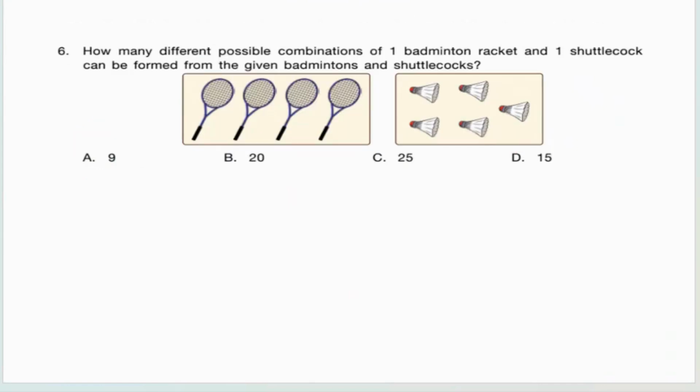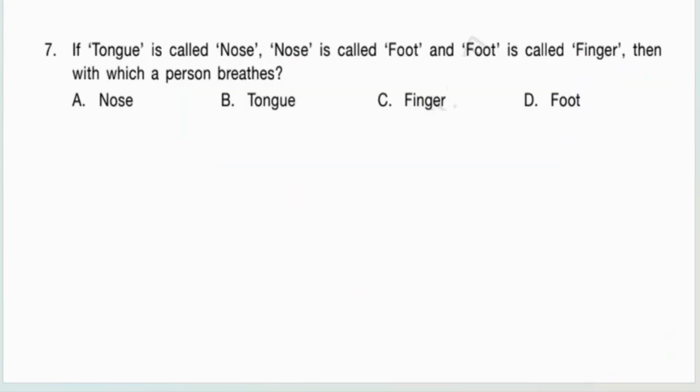Clear? Coming to next, how many different possible combinations of one badminton racket and one shuttlecock can be formed from these given badminton rackets and shuttlecocks? If you see there, with this racket I have 1, 2, 3, 4, 5 shuttlecocks. In the second racket, I also have 5 shuttlecocks. Third racket, 5. Fourth racket, 5. So the answer will be 20. And you can use the direct formula for that. Number of rackets are 4, number of shuttlecocks are 5. So 4 fives are 20. 20 will be my answer.